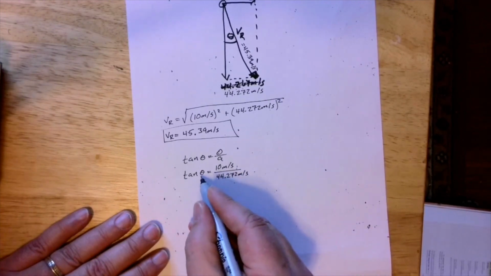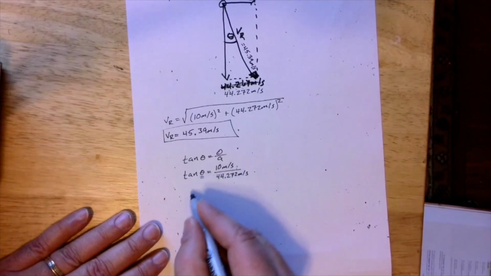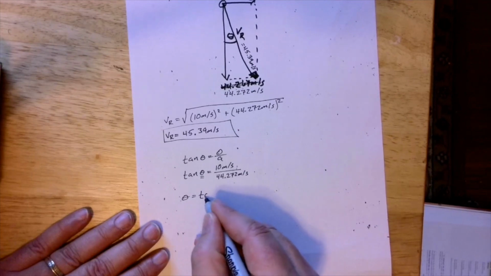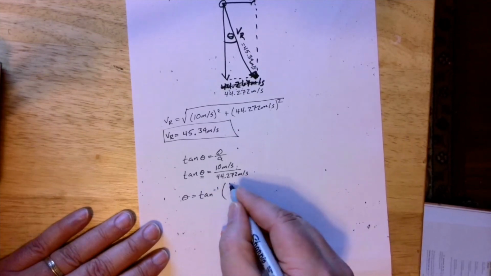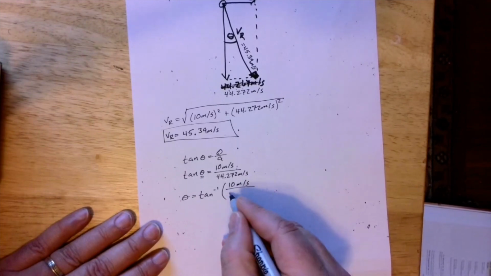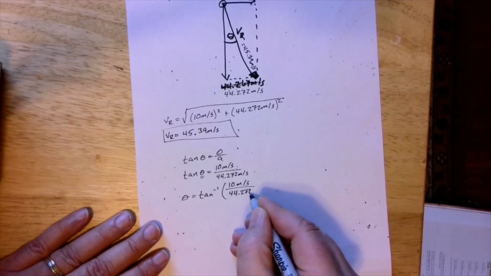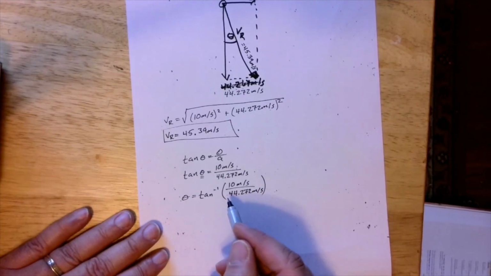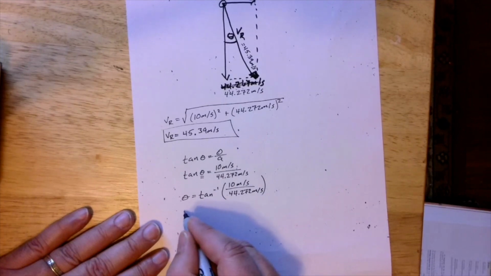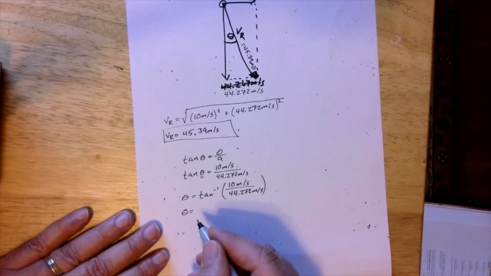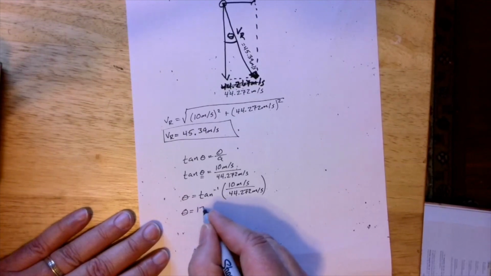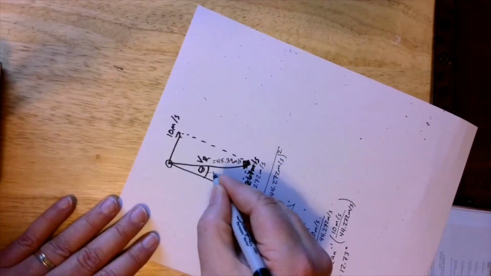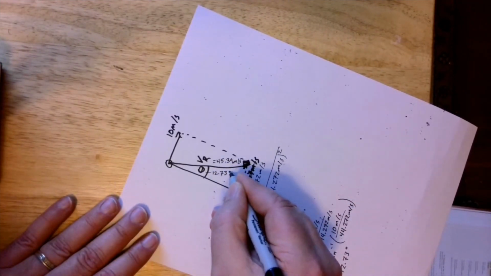Okay, and we want to solve for theta, so we have to get rid of the tangent by taking the inverse tangent. So we're taking the inverse tangent of 10 meters per second over 44.272 meters per second. Now, make sure that you are in degree mode, not radian mode, because otherwise you might get a weird answer. And so you end up getting a value of about 12.73 degrees. So this angle is 12.73 degrees.